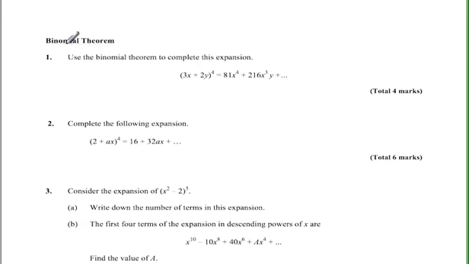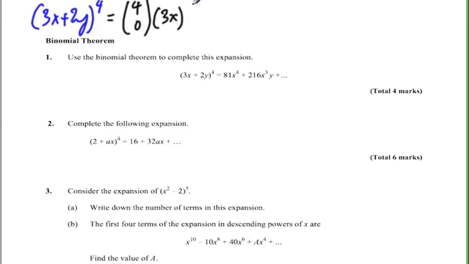Alright, so number one, use the binomial theorem to complete this expansion. So (3x + 2y) to the power of 4. So I'm just going to write this here. So it's (3x + 2y) to the power of 4. If you recall, we always start with an index of 0. So actually I'm going to use a different color for this last one. So let me start with black. So it's equal to 4 choose 0, (3x) to the power of 4, and (2y) to the power of 0.